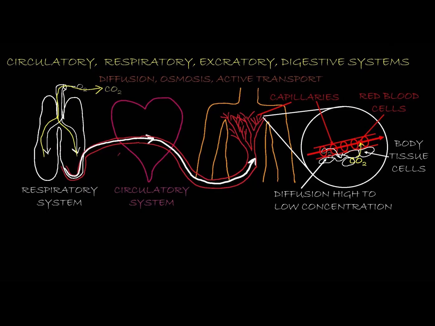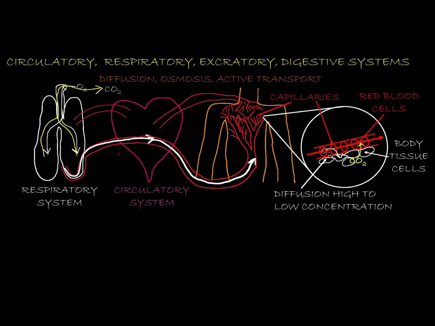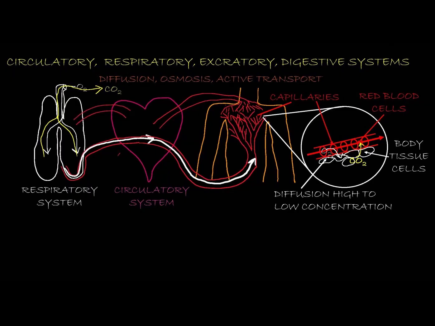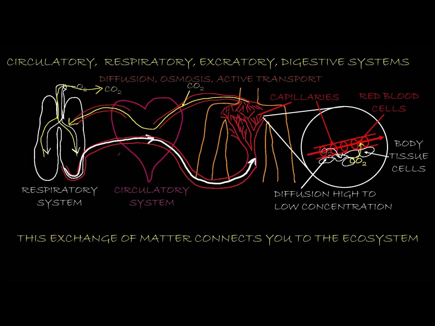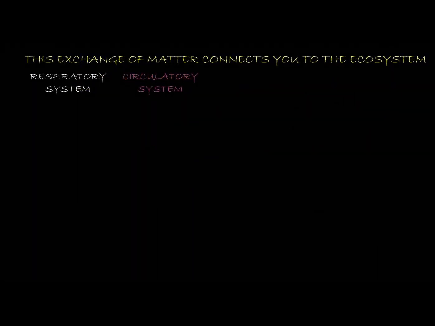That blood picks up the carbon dioxide and gets pumped back to the heart and given a boost of a pump and to the lungs, kind of completing this figure eight motion, and then drops off the carbon dioxide into the lungs through diffusion. And then you breathe that out, and that connects you to the ecosystem. You are connected physically to the ecosystem through the air molecules that you are breathing in and out.